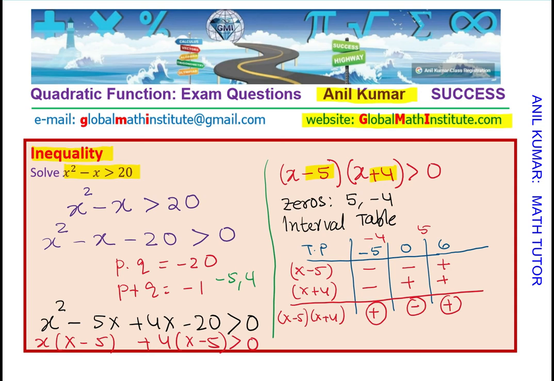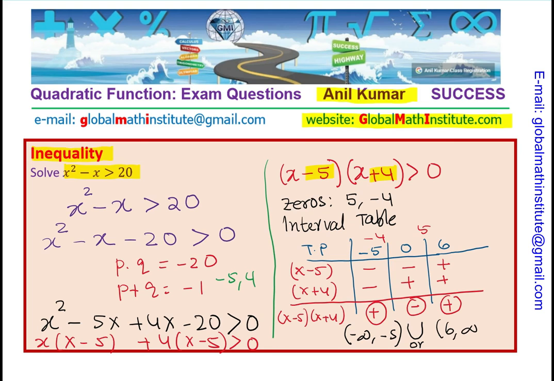We want a value which is greater than 0, and therefore, what should be the solution? Well, the solution should be that x is between minus infinity and minus 4, not including these values, because we are looking for greater than 0. And also we can write union, or you can write or also, greater than 5, so 5 to infinity. So that becomes the solution.